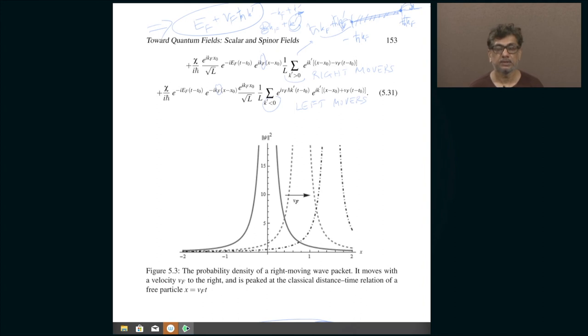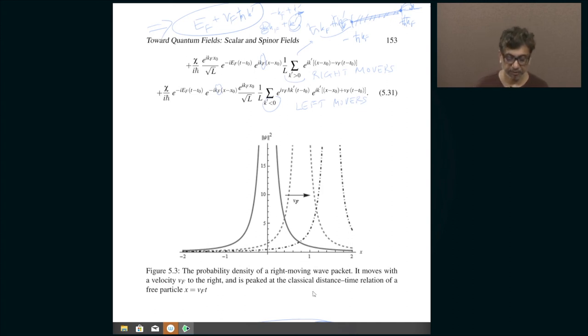And conversely, if you are interested in the wave function of a fermion with the highest possible energy in a sea of fermions that are filled up to that particular energy, and you further demand that the momentum or the wave number of that fermion is negative, then you would be looking at the part of the wave function that corresponds to what we call left movers.